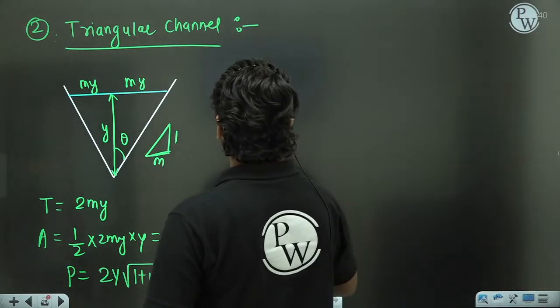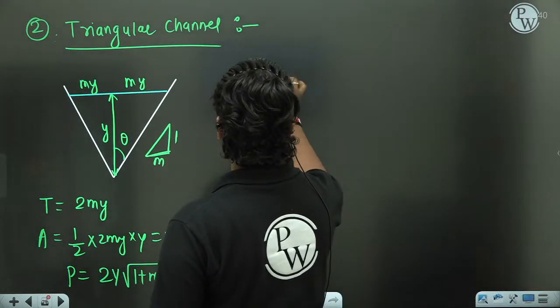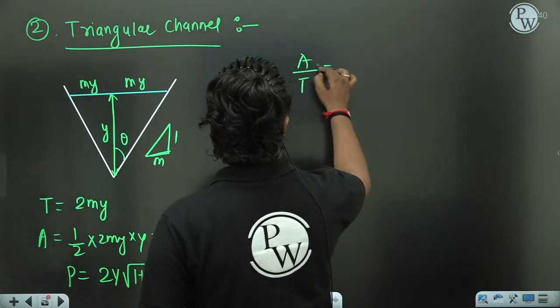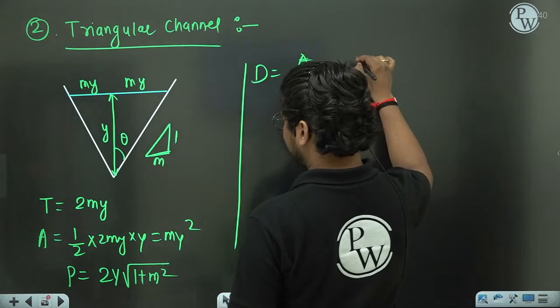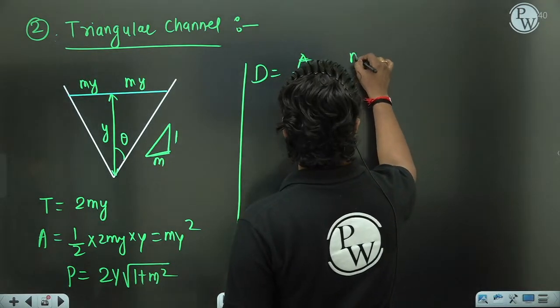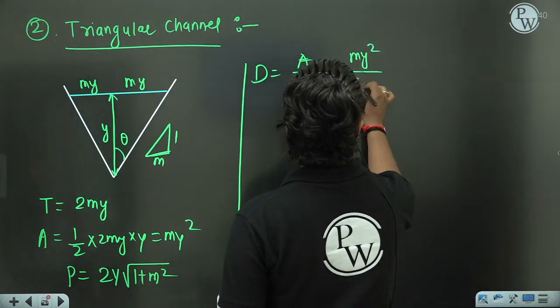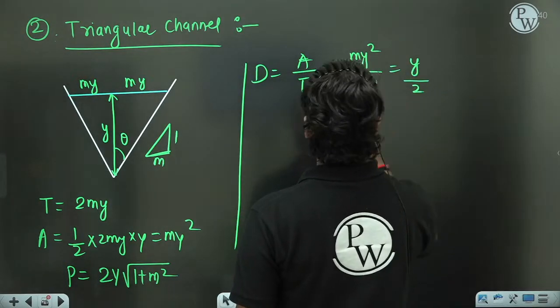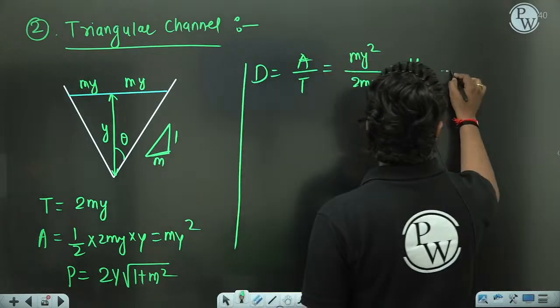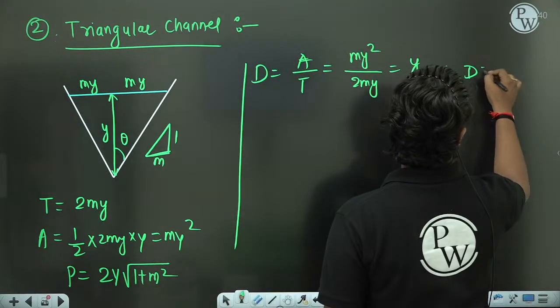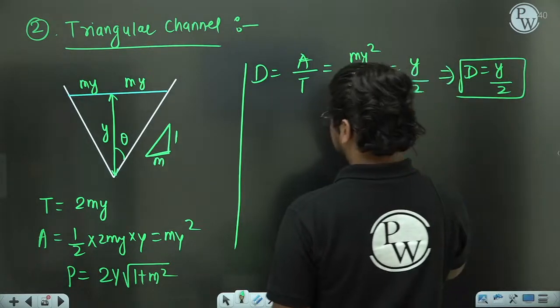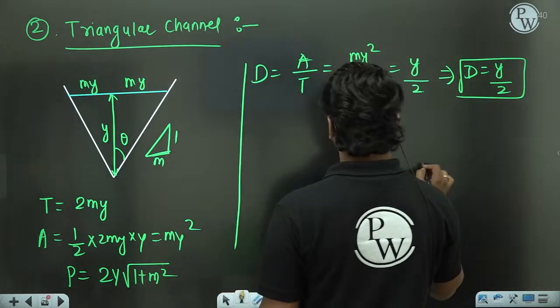Now we can easily find out R. So first find out D here. That is area by top width. So area will be my square divided by 2my, so it is y by 2. So for the triangular section, D is equal to y by 2. This part you need to remember.